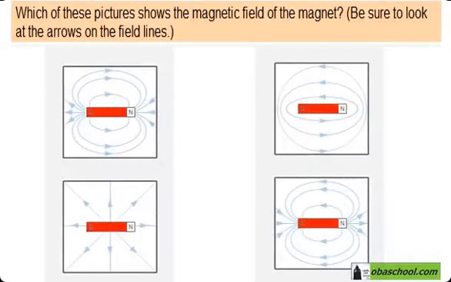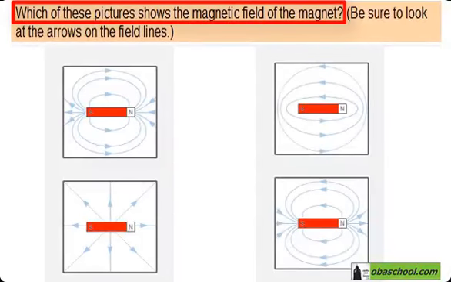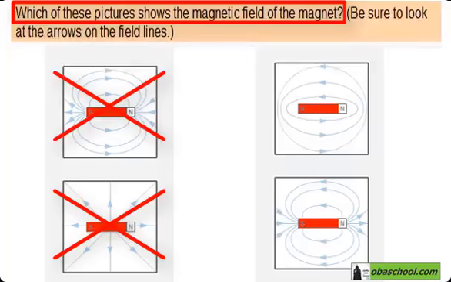Now, after what we have explained, can you tell which of these pictures shows the magnetic field of the magnet? Pay attention to the arrows of the field lines. The field lines head from the north toward the south. So the first picture and the third are excluded.